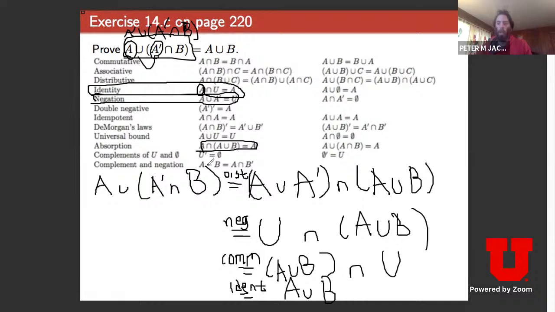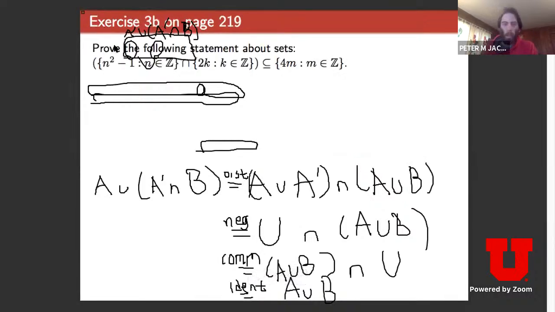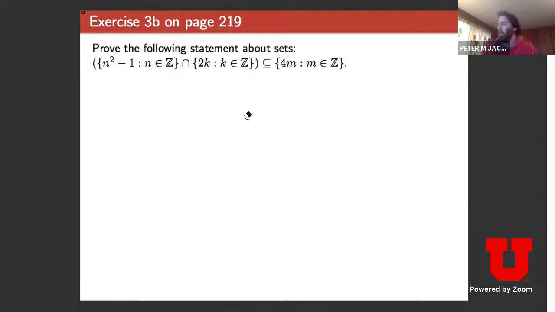Is that helpful, Mike? Okay. Yeah. So, but that's a good idea. You just have to make sure that the symbols match up. So, all right. Okay. So the next thing we'll do is the next question now. Here it is. Okay, prove the following statement about sets. And we'll take some time to think about that.